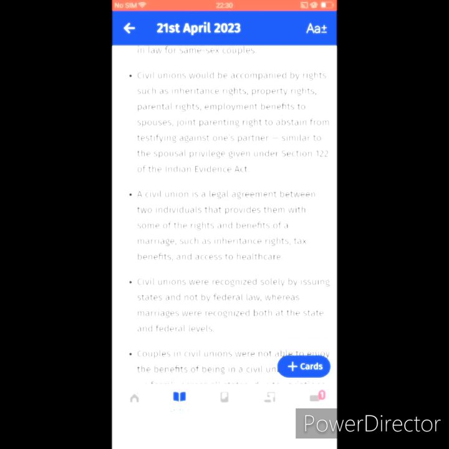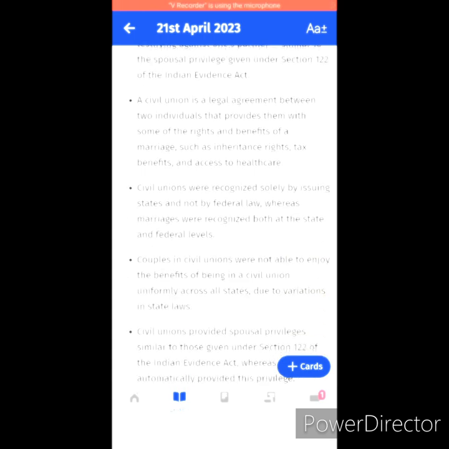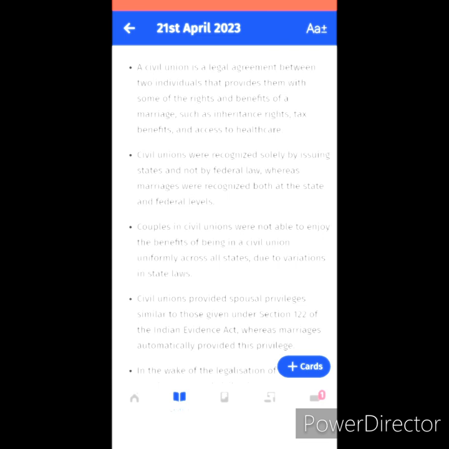Civil unions would be accompanied by rights such as inheritance rights, property rights, parental rights, employment benefits to spouses, joint parenting, and the right to abstain from testifying against one's partner, similar to the spousal privilege given under Section 122 of the Indian Evidence Act. A civil union is a legal agreement between two individuals that provides them with some of the rights and benefits of a marriage, such as inheritance rights, tax benefits and access to health care.